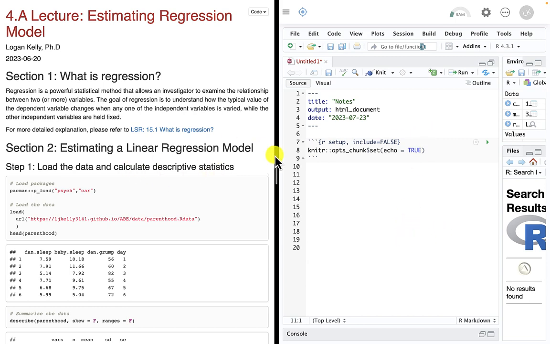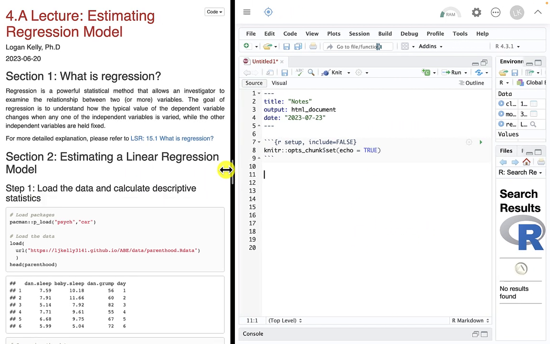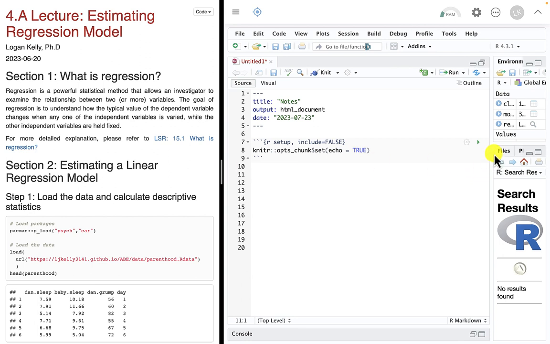So let's start out with, I'm going to make my lecture notes a little bit smaller, and I'm going to make my R just a little bit bigger. There we go. And we need an R code chunk. So I'm just in an R Markdown file, just like I always do with some notes.